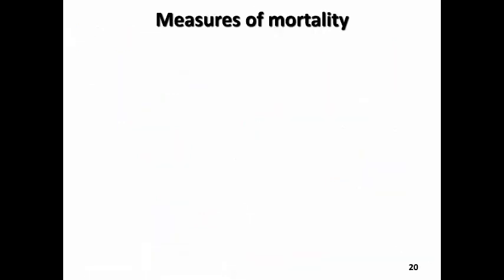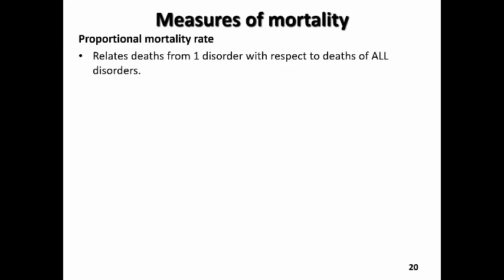More specific measures of mortality include what's called the proportional mortality rate. This is a rate that's calculated by relating the deaths from one disorder with respect to deaths of all disorders, hence the term proportional. So one particular condition is of interest to researchers or investigators, and they examine how many people have died from that one condition with respect to the other disorders.